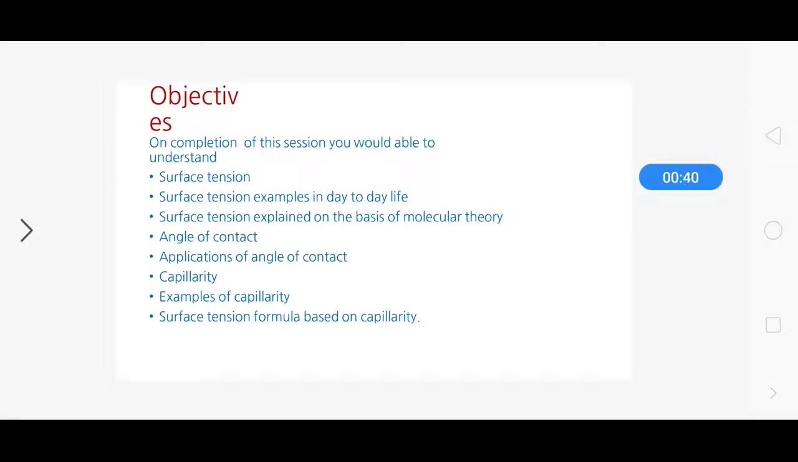angle of contact, applications of angle of contact, capillarity and examples of capillarity, then the formula for surface tension based on the capillarity. So these objectives we'll discuss in this session.